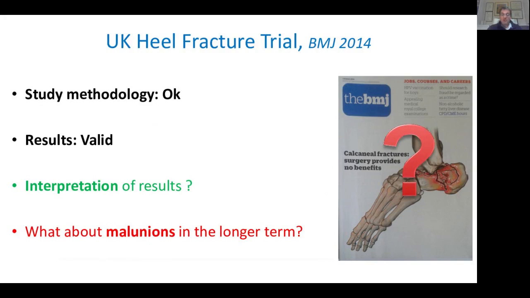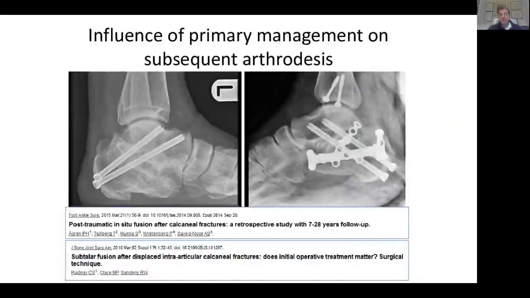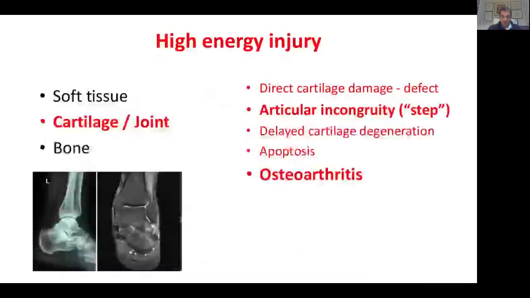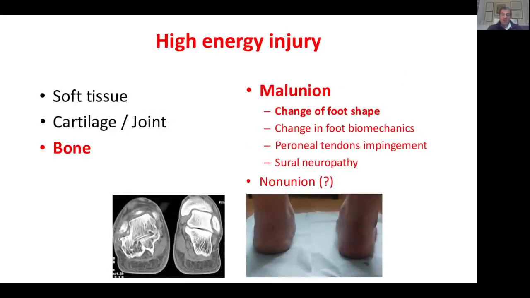who have a malunion, whether treated operatively or non-operatively in the long term, because what we know from other studies, the result of a subtalar fusion in a patient who has a normal calcaneus, so the shape is normal and the mechanics is normal, is much better than the outcome of a patient with a malunited calcaneal fracture. And remember, in these fractures, when we have the acute fracture, first of all, we have a high impact injury to the cartilage and the joint, and that is likely to cause osteoarthritis in the subtalar joint. And then we have a high energy injury to the bone, and that changes the shape of the calcaneus, the shape of the whole foot, the mechanics of the foot.